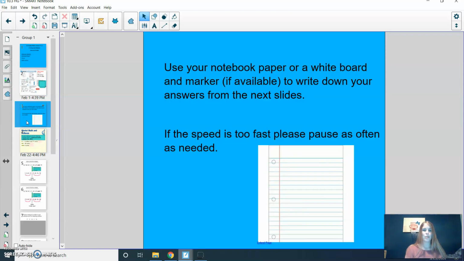If you could have your notebook paper ready or a whiteboard to work through the problems on the next slides. If the speed is too fast, please pause often as needed.